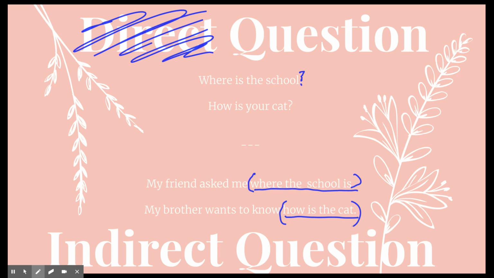But if you wanted to ask directly, you could say, where's the school? How is the cat? And that's why it's called an indirect question. It's not directly asking the question, how is the cat? I mean, you could answer it. My brother wants to know, how is the cat? And you could probably say, the cat's great. But it's not directly asking someone. It's sort of beating around the bush. When my friend asked me where the school is, I could answer, the school is on the left over here, or you could just leave it alone. It's not exactly a question.